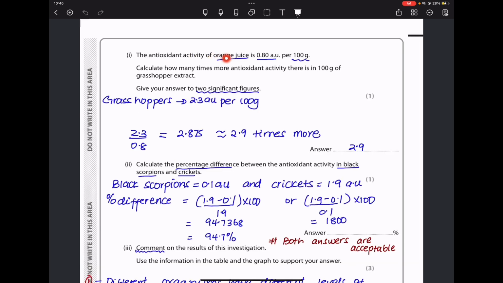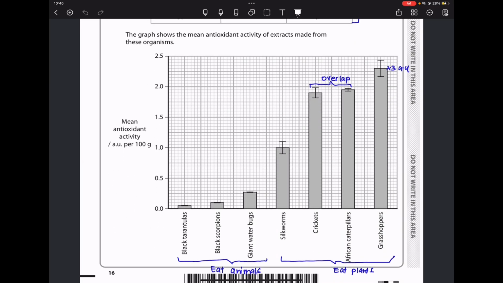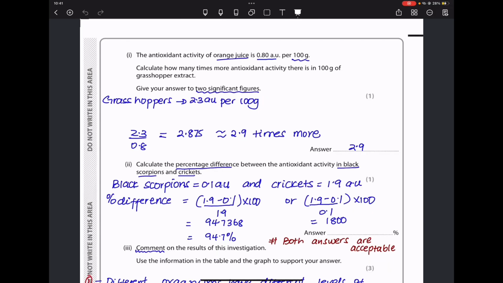The antioxidant activity of orange juice is 0.8 AU per 100 grams. Calculate how many times more antioxidant activity there is in 100 grams of grasshopper extract and give your answer to 2 significant figures. Let's go to the grasshopper extract. Here, this is the grasshopper extract, and we see the mean is 2.3 AU. So this is what I got from the graph. So 2.3 divided by 0.8, which we have here, is going to be 2.875, which is approximately 2.9 times more, and that was my answer.